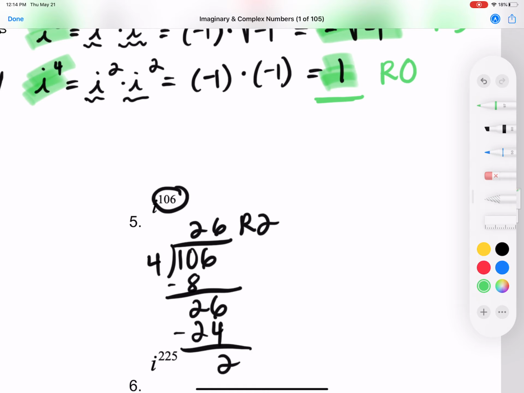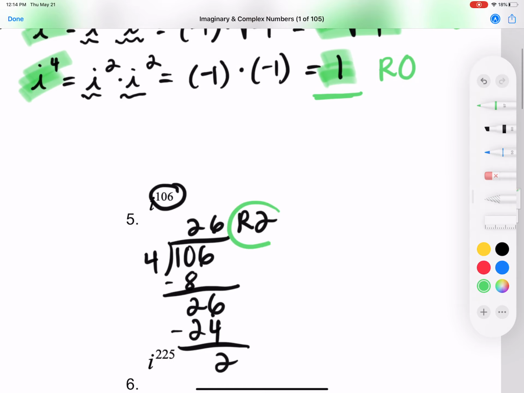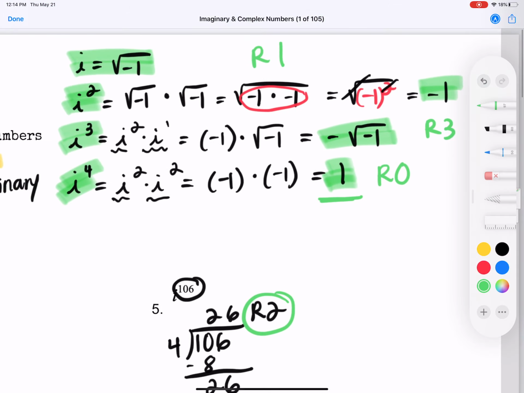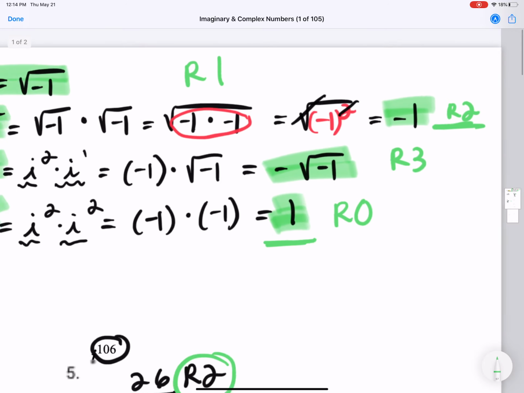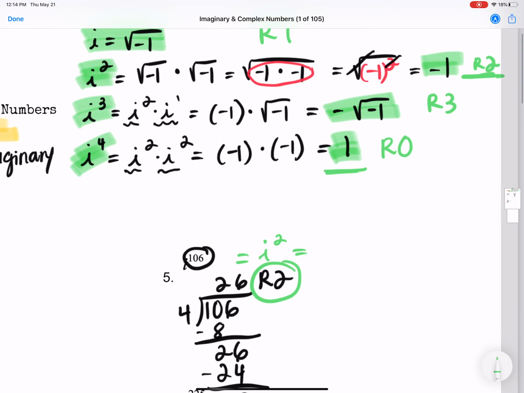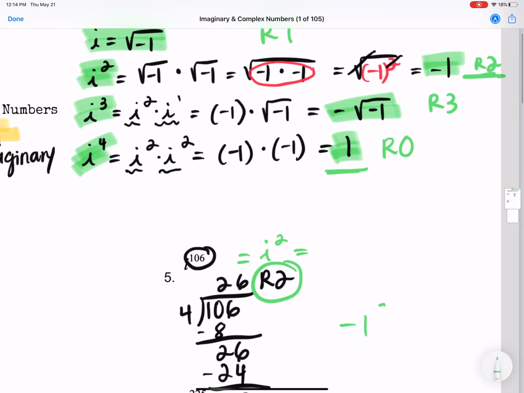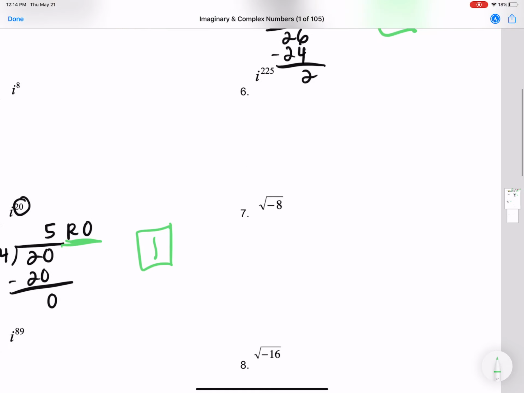Because I have a remainder of 2, I'm going to use my remainder 2. So my remainder 2 is this one here, which I know is i squared. So this is the same thing as i squared, which I know is going to give me -1. Okay, and that's my answer. So this is how you do these problems where you simplify. All right.